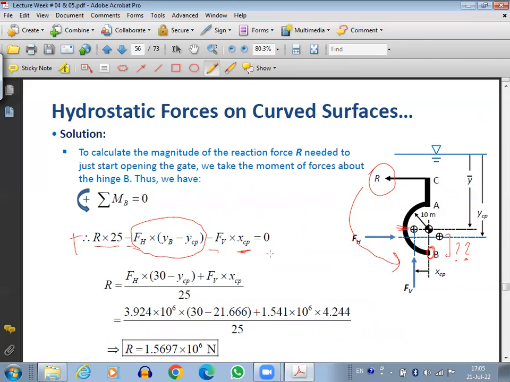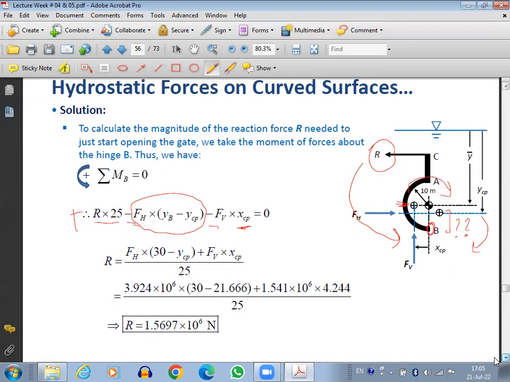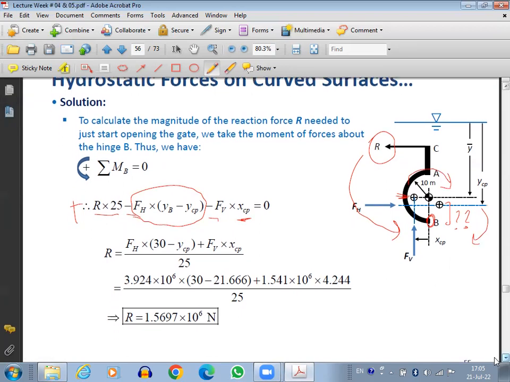Why? Because you can see here the kind of moment. R is making a moment which is counterclockwise, and FH is going to make a moment which will be clockwise, and FV is going to make a moment which is also clockwise. So FV and FH are both going to make clockwise moment, and R is going to make counterclockwise moment. So once we solve it, you're going to get the value of R. It comes out to be 1.5697 times 10 to the power 6 Newton.